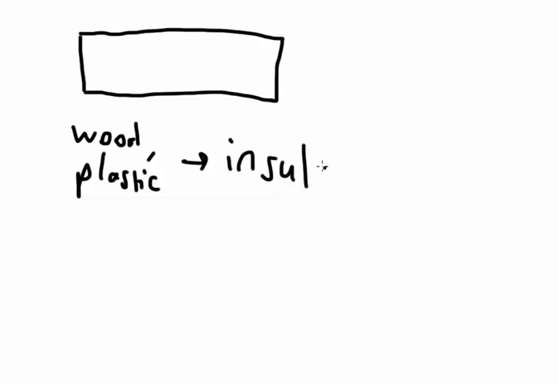So for example, suppose I have a block of wood like this, or plastic. So wood and plastic are called insulators, and we'll see why that is in a moment.